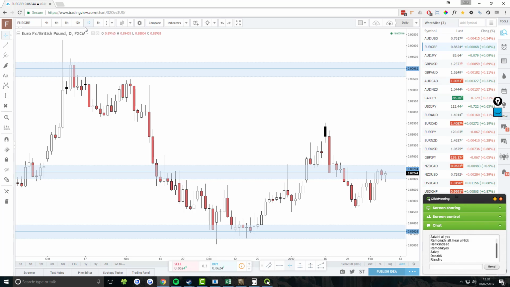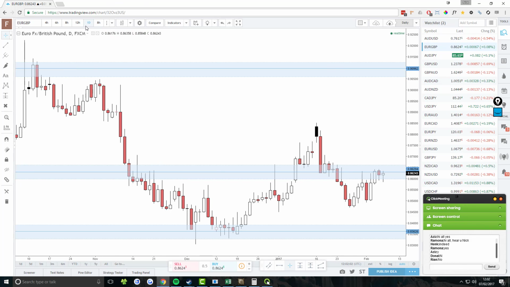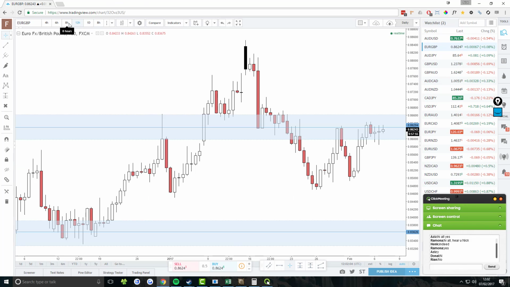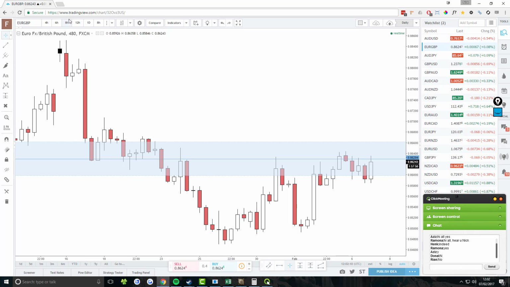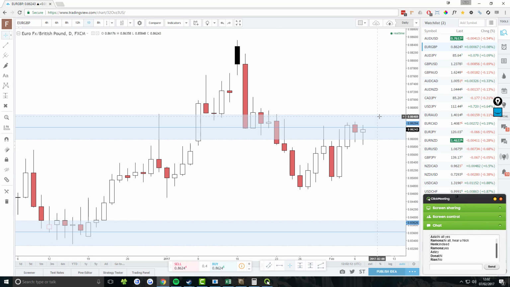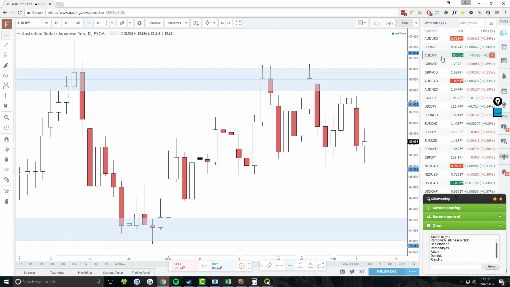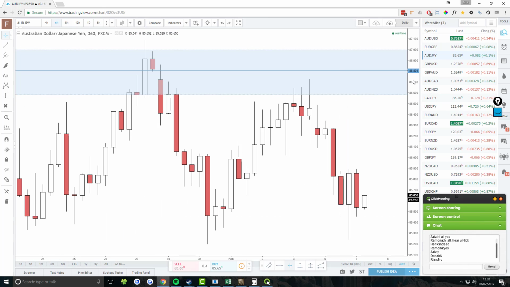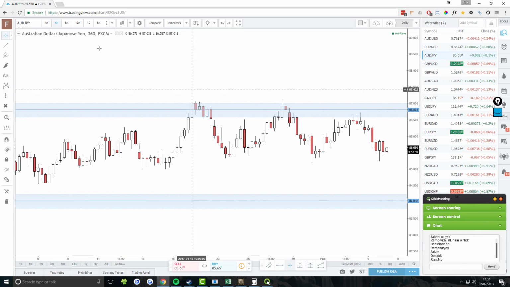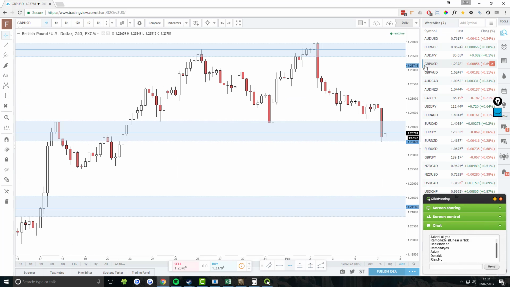Alright, Euro GBP, let's look what's happening there. Euro GBP, it's kind of ranging on that resistance area. Kind of looks maybe okay on the daily, but nah, nothing I'm really that interested in. AUDCAD looks like it's in between two support resistance areas, so we're not going to see anything here.